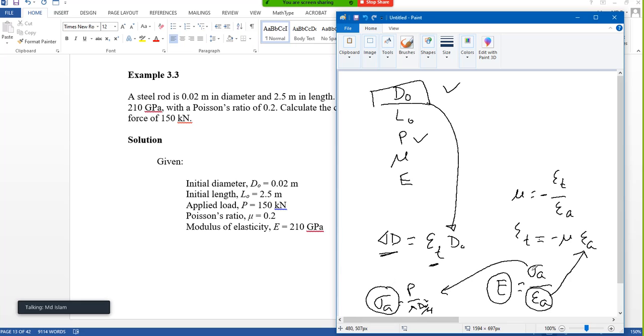After calculating sigma A, we insert it here and get epsilon A. After calculating epsilon A, insert it here and you will get epsilon T. After you found epsilon T, you can insert it here, and then you will get your delta D. So what can I explain? That it is not difficult. All the equations, list them down and find your path, how to navigate to the destination. That's it, nothing else. Now let us see what I did.